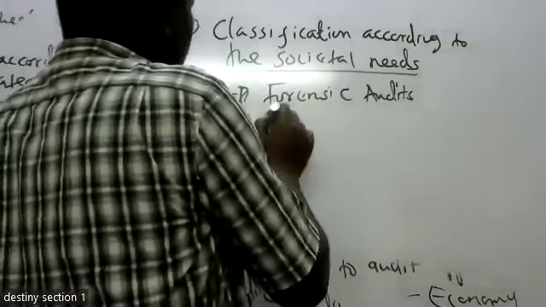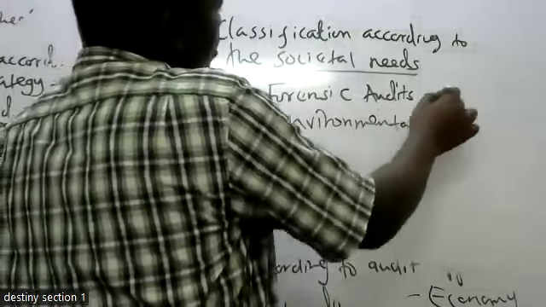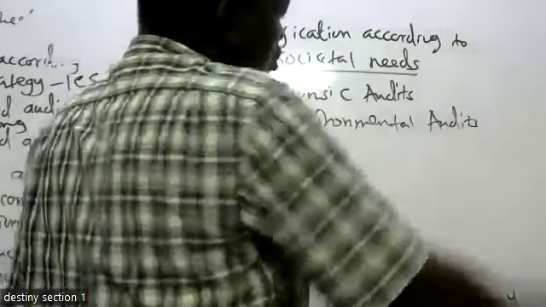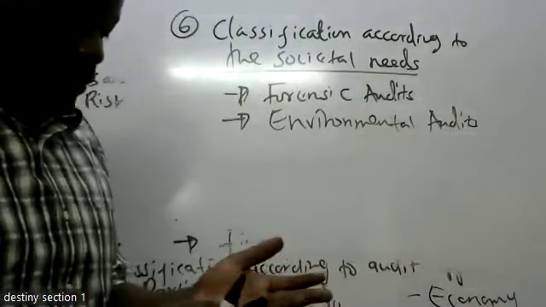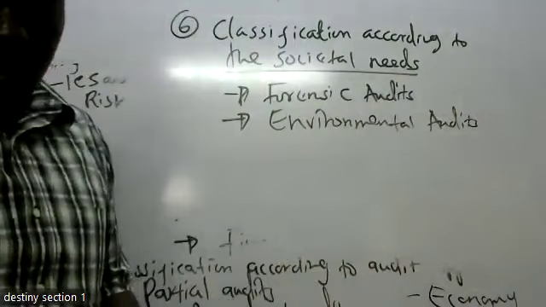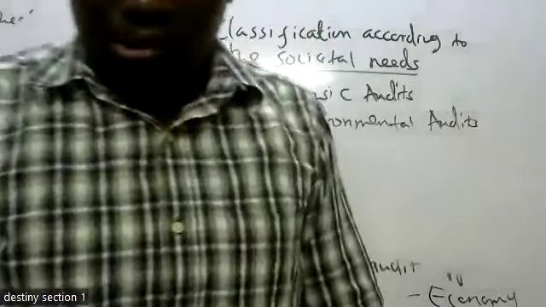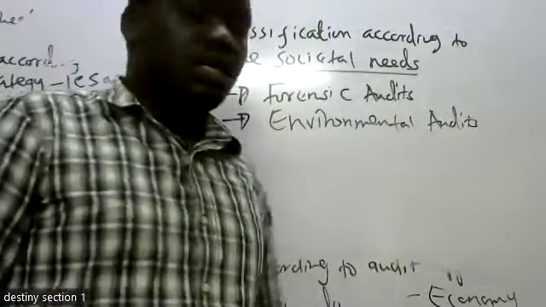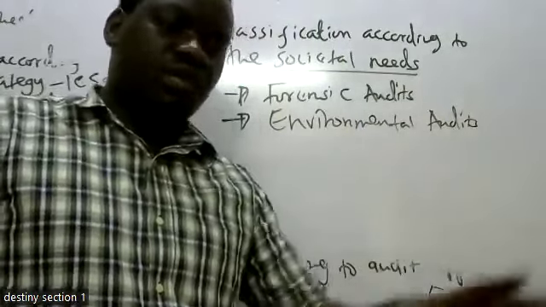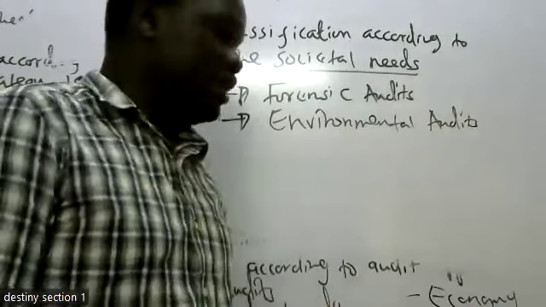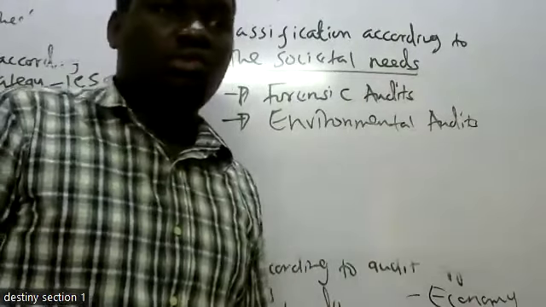The next one is called environmental audits. This is normally done for those companies where an environmental compliance report will be required, just to check whether the company has put in adequate measures for protecting the environment, or, for those measures in place, how effective and efficient they are as far as environmental protection is concerned.